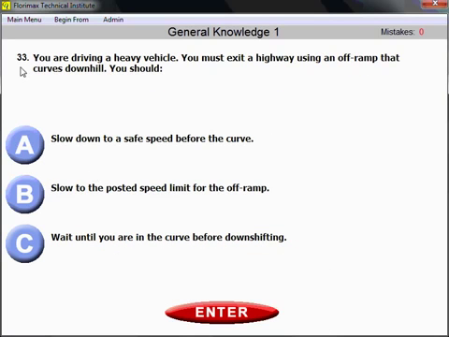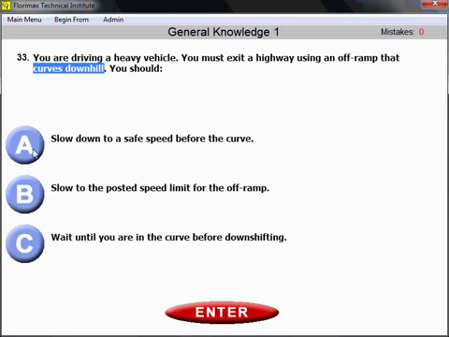Good. Question number 33. Again, you are driving a heavy vehicle. You now must exit a highway using an off-ramp. Off-ramp that does what? That curves downhill. You're probably familiar with that kind of exit ramp. It curves downhill. So, what should you do in this situation? You remember, guys? Point is safety.